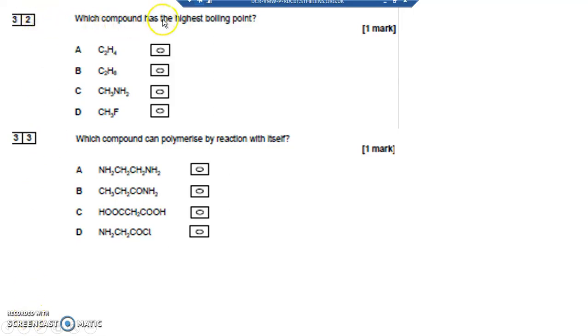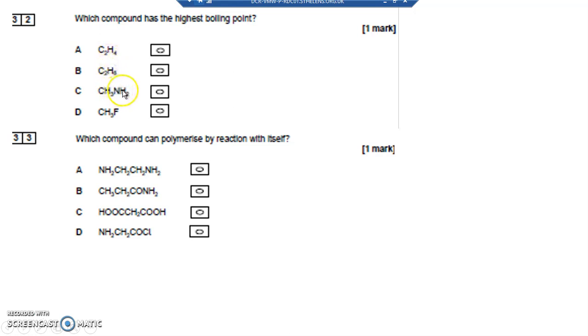Question number 32. Which compound has the highest boiling point? So immediately I'm trying to find hydrogen bonds. I'm trying to find a nitrogen bonded to an H, an oxygen bonded to an H, or an F bonded to an H. There's no N's, F's, or O's in that, neither for that.